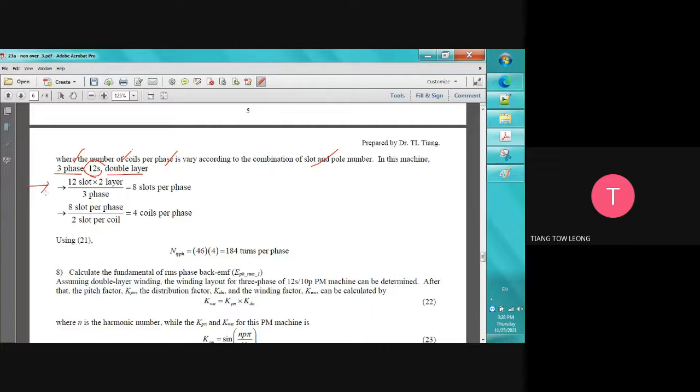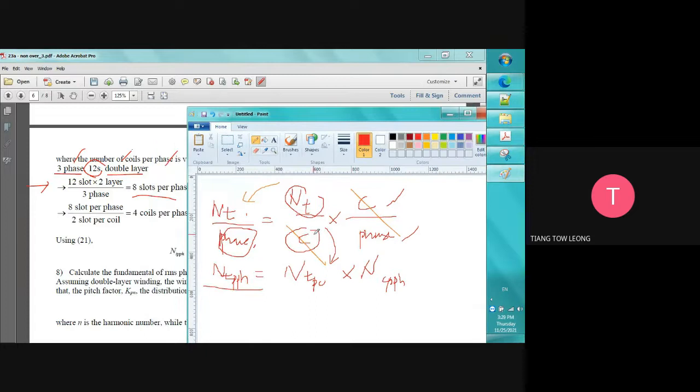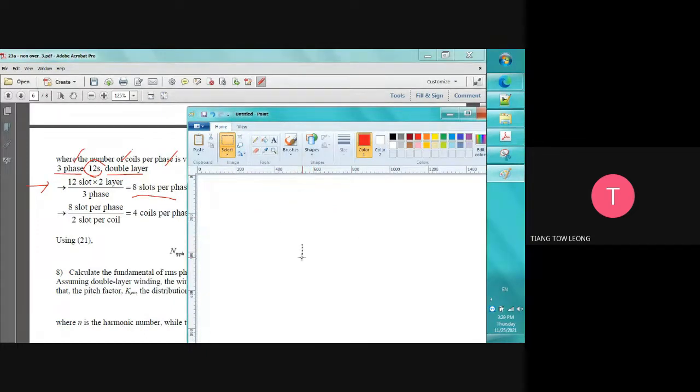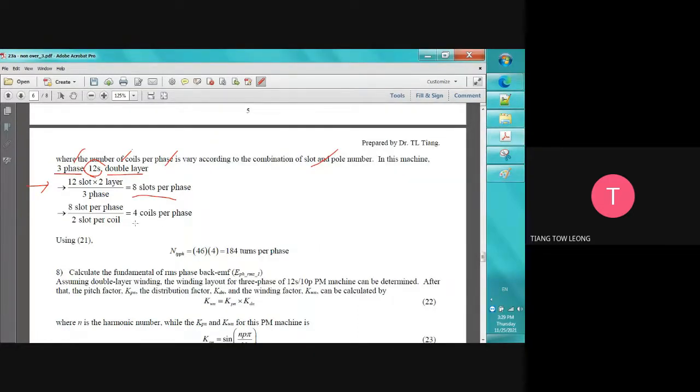First of all, what we need to do is use 12 slots times 2 layers, double layer, divided by 3-phase. So we have 8 slots per phase. 8 slots per phase means in one motor we need to use 8 slots. For example, this is 1 slot, 2 slot, 3 slot, 4 slot, 5 slot, 6 slot, 7, 8. But if we want to know how many coils per phase, we just divide by 2 slots per coil, then we have 4 coils per phase.